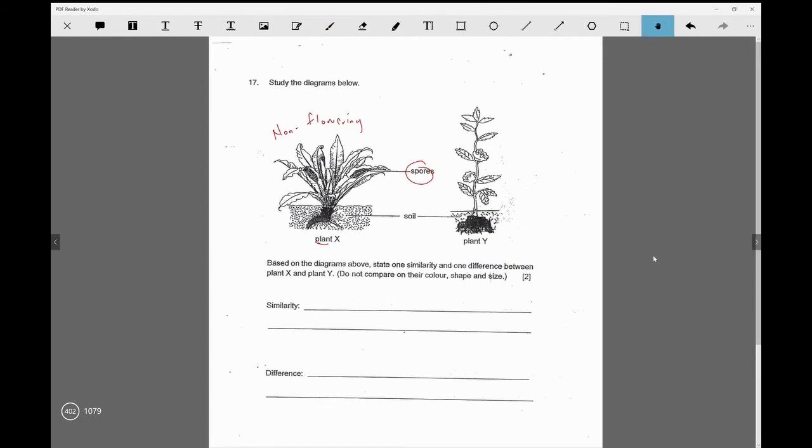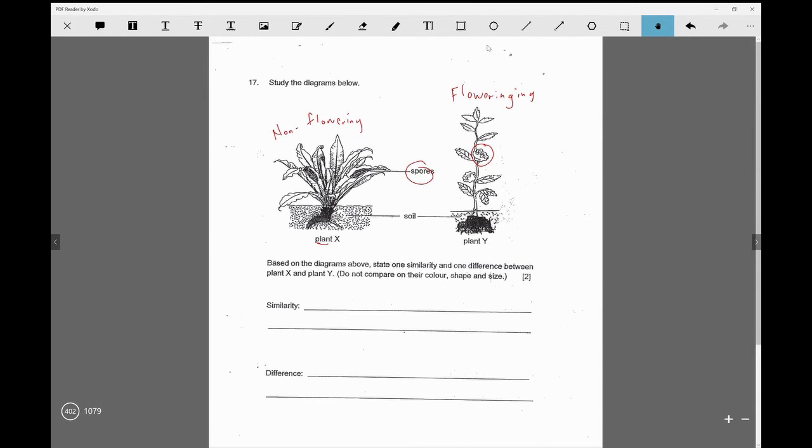Okay, plant Y, you can definitely see a flower here. Although you don't see any fruits, flowers become fruits, right? So you can deduce that this is actually a flowering plant, so they reproduce by seeds. Okay, so they ask you what the similarities are. There are a few similarities.